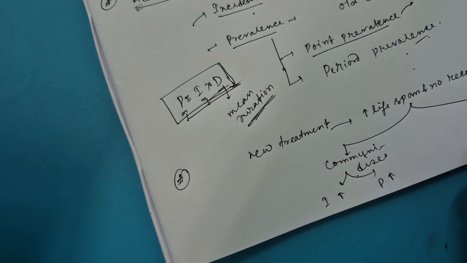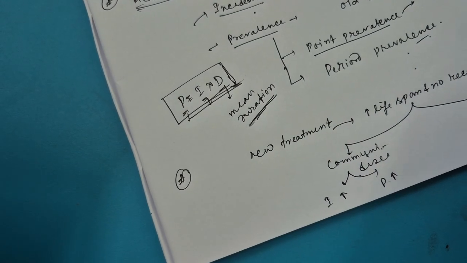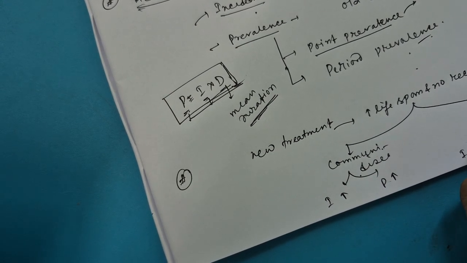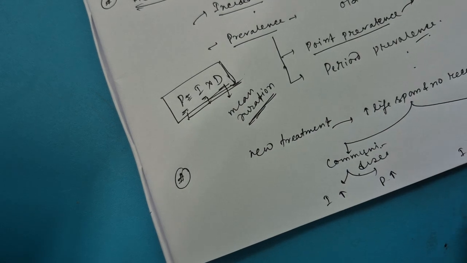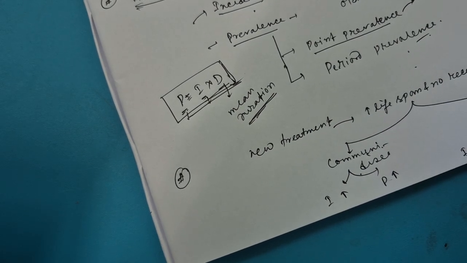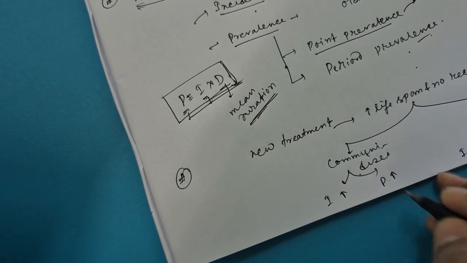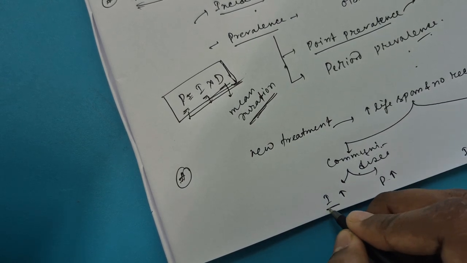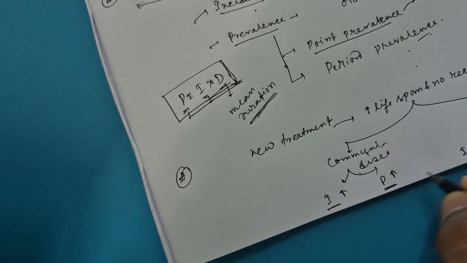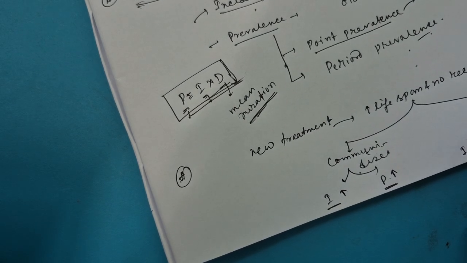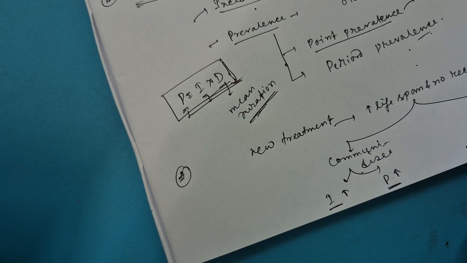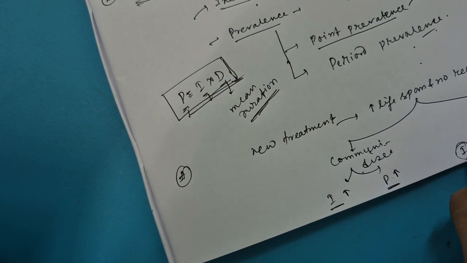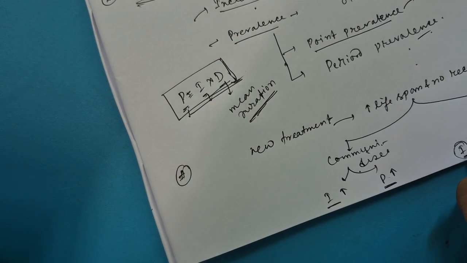But if it is a non-communicable disease, in that case only the prevalence will increase, but the incidence will be the same. A non-communicable disease is not spreading, but a communicable disease is continuously spreading among the community. That is why the incidence is also increasing and the prevalence is also increasing. But in a non-communicable disease, there is no increment in the new cases, so the prevalence will only increase, but the incidence will be the same.